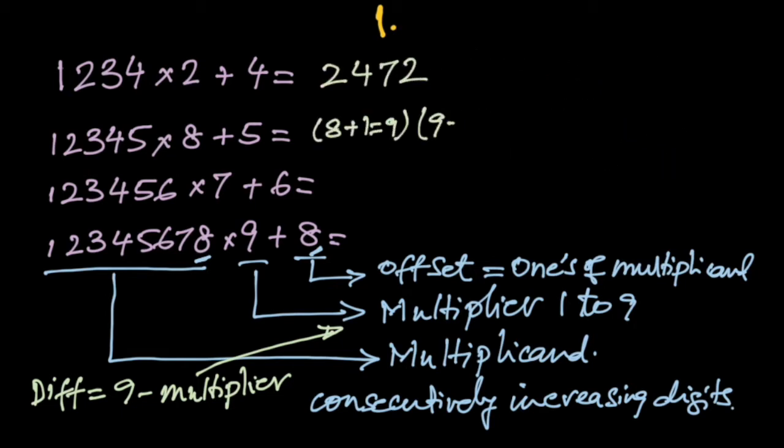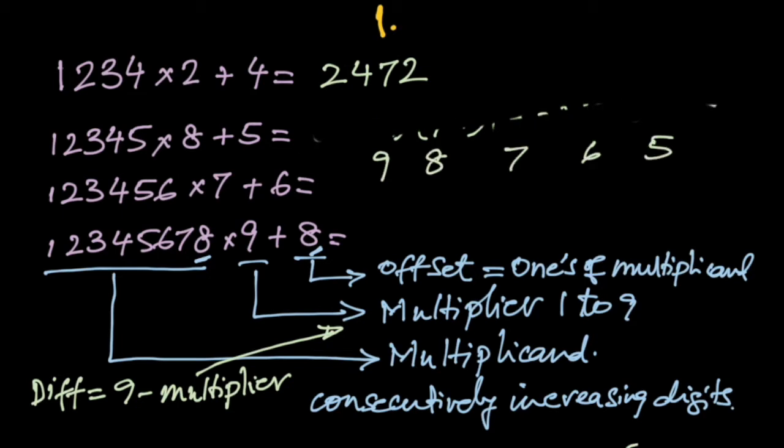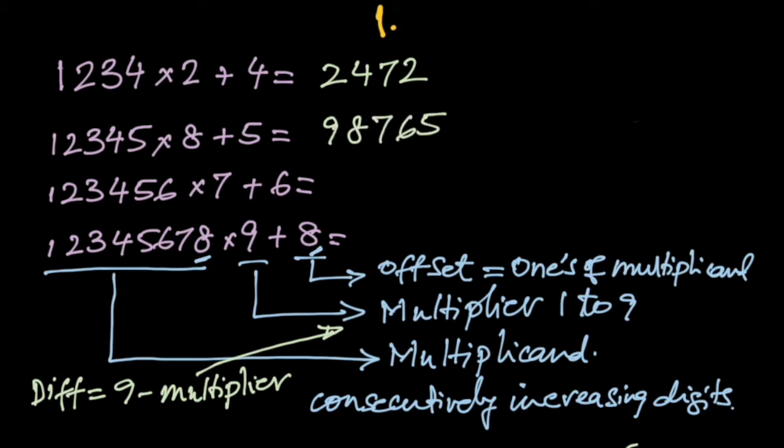Here multiplier is 8, diff is 9 minus 8, 1, and we start with 8 plus 1, 9. And at each step we are going to subtract 1 and we are going to subtract it 4 times. So 9, then 9 minus 1, 9 minus 2, 9 minus 3 and 9 minus 4. So the answer is 98765. So in case of 8, it simply starts from 9 and starts decreasing by 1 at each step.